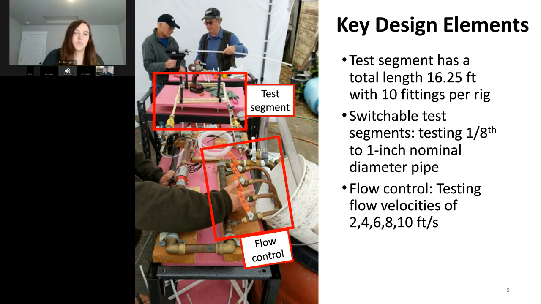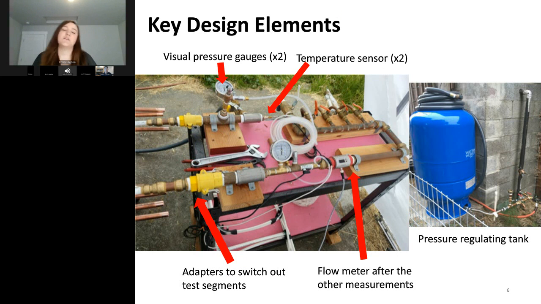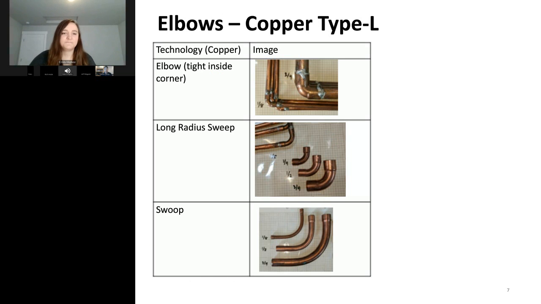And then looking a little closer, some more design elements here. We have 2 visual pressure gauges, but also a differential pressure gauge. We have 2 temperature sensors, one in and one coming out, to see if we have constant temperature. And we also have a flow meter, to make sure we're constant there as well. And then, this is located in Arcata, California, and we have relatively steady pressure coming in from the city, but we also added a pressure regulating tank, just to make sure we have very consistent pressure during our tests.